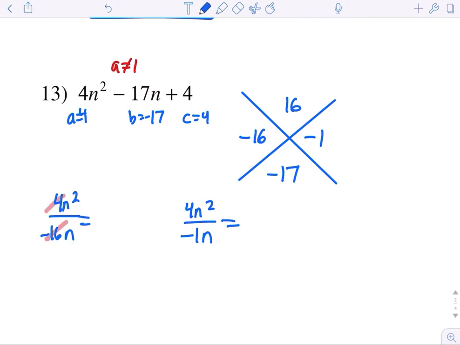4's cancel from top and bottom, so 1 over negative 4. n cancels from top and bottom, so you just get an n on top. Over here, n's cancel from top and bottom, so you get 4n all over negative 1. Factors: n minus 4 times 4n minus 1.